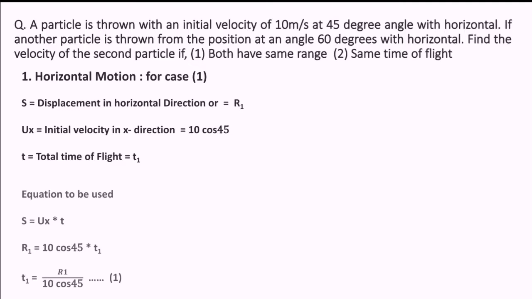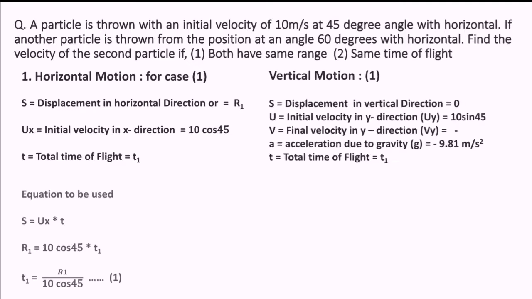Now considering vertical motion, for this case we need 5 parameters S, U, V, A and T. So we have S, that is displacement in vertical direction, equal to 0. U is initial velocity in y direction, which will be 10 sin 45 because angle is given as 45 degrees. V is final velocity in y direction, which is not asked in the question, so it will be dash. A is acceleration due to gravity, which will be minus 9.81, and T will be T1.